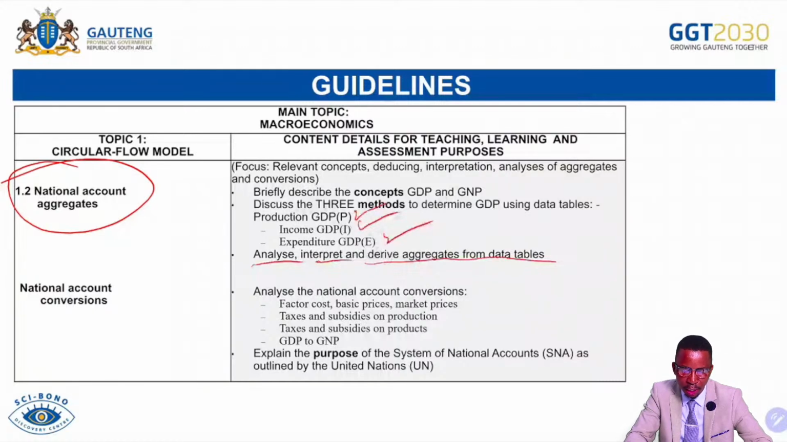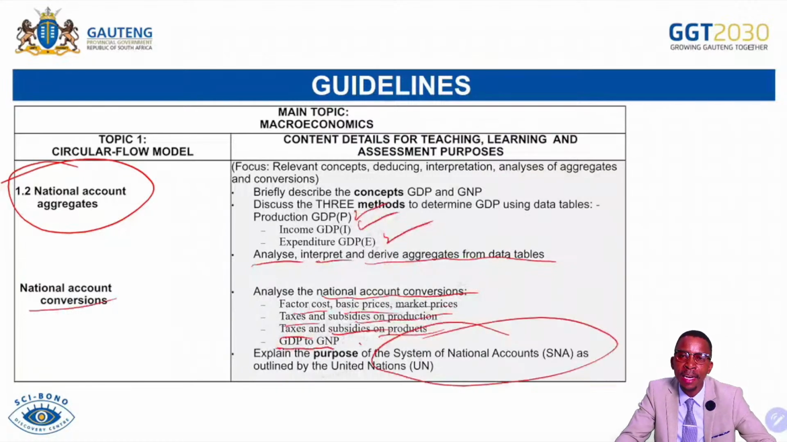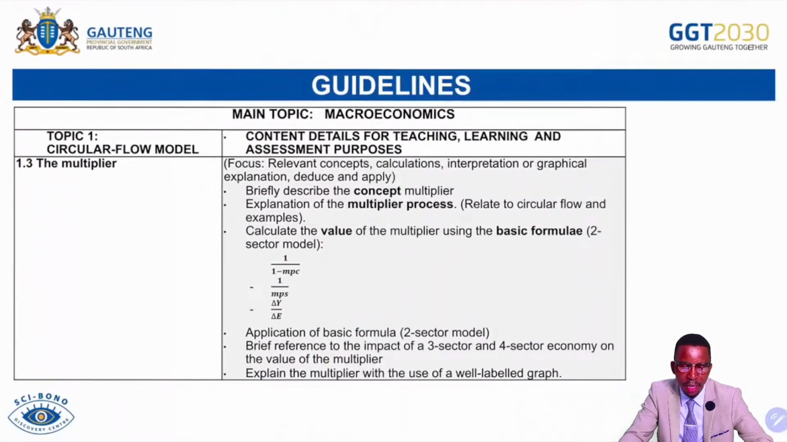So it is important that you are able to do conversions. So national account conversions: analyze the national account conversions based on factor cost, basic price, market prices, taxes and subsidies on production, and then taxes and subsidies on products. Convert GDP to GDP and GNP, and then be able to explain the SNA according to the exam guideline, the system of national accounts as it was assessed on your previous project or SPA. Then we have our multiplier that is very important for you to be able to discuss.